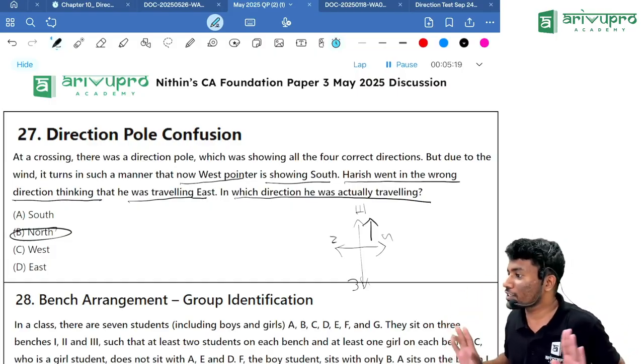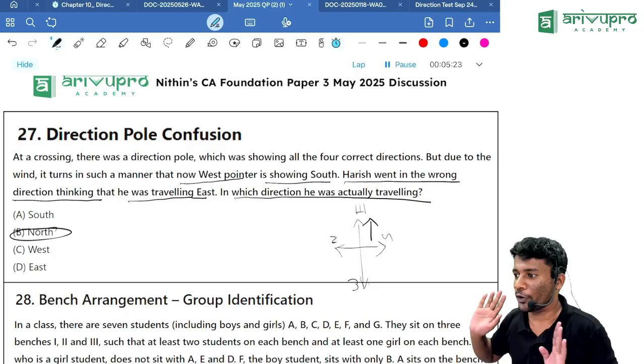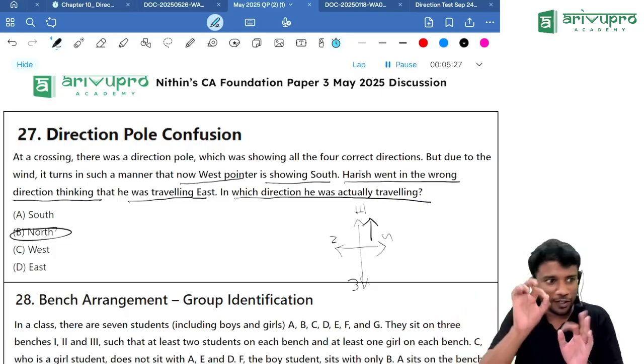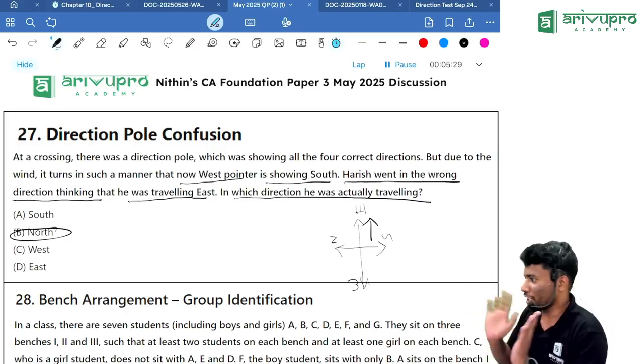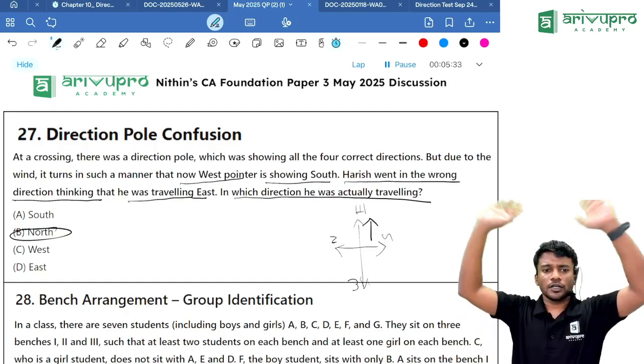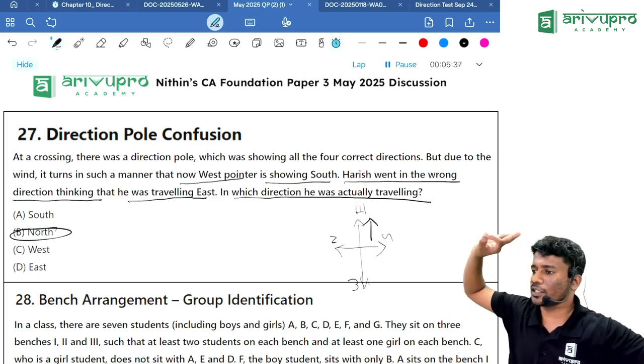Never erase and change your direction. Just change the pointer. You will think, so should we turn all this? Don't do that. You can just draw it by thinking that it changed. Everyone understood that? So that's your direction sense test from the last 3 attempts.